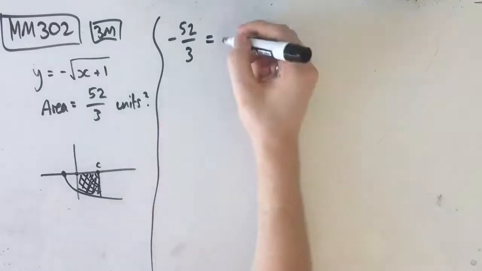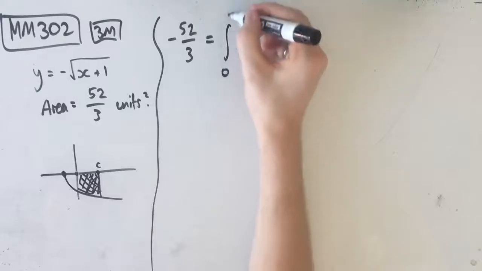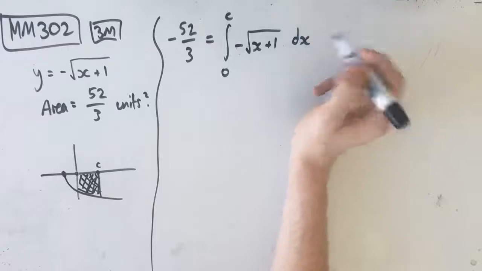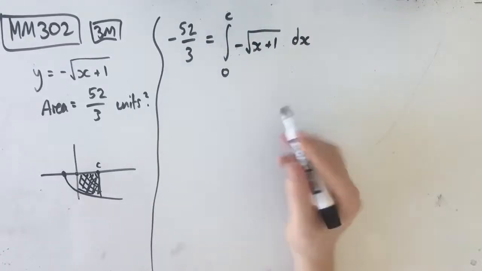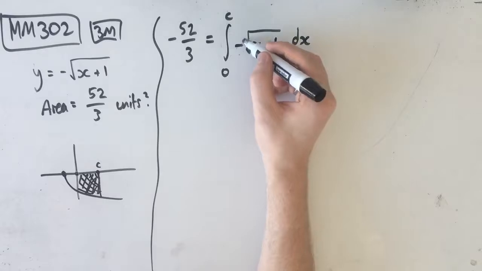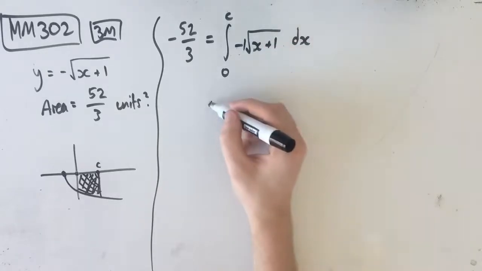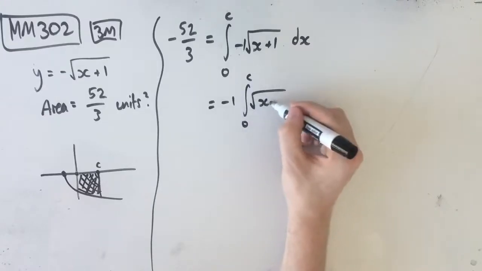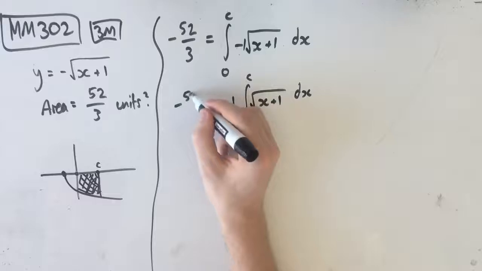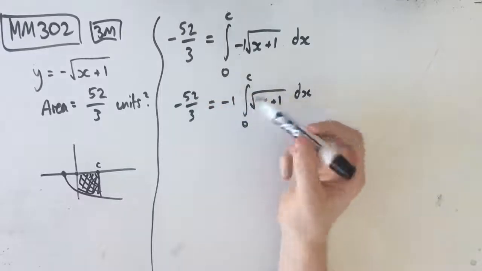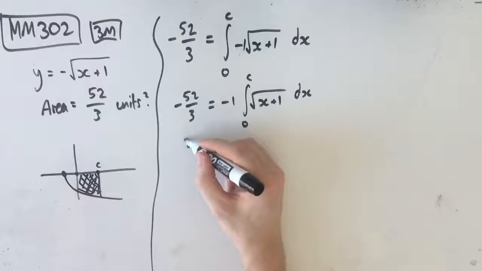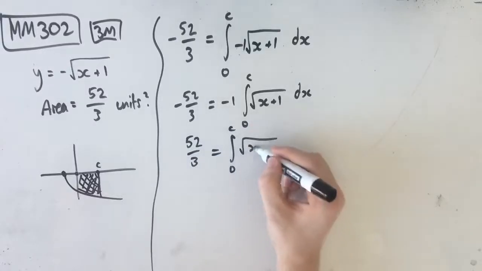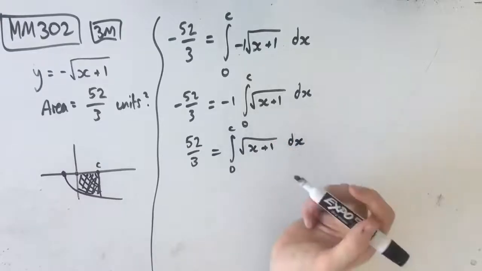Now that we've recognized that, we can say that the integral from 0 to c of negative root x plus 1 dx is equal to negative 52 on 3. Now we can just evaluate this, right? What's out the front here is a negative 1, so we're going to put it at the front of this integral because it's just a constant. We end up with root x plus 1 dx. Now, because we've got a negative on both sides, we can divide both sides by negative 1. And what we get is 52 on 3 equals the integral from 0 to c of root x plus 1 dx. So I've essentially cancelled out the negatives.